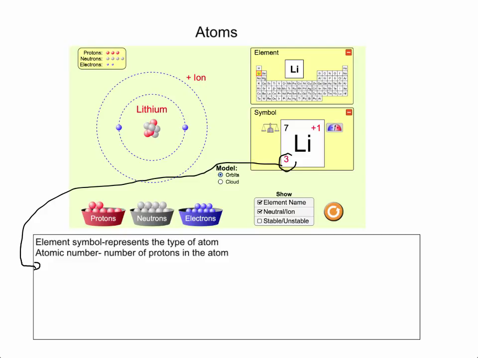Now, because the number of protons does not change for an element, an element that always has 3 protons is always going to be lithium. An atom that has 7 protons will always be nitrogen. That number is sometimes not listed, so sometimes you will see this symbol without the number in the lower left-hand corner, because the number is always the same for a given element.